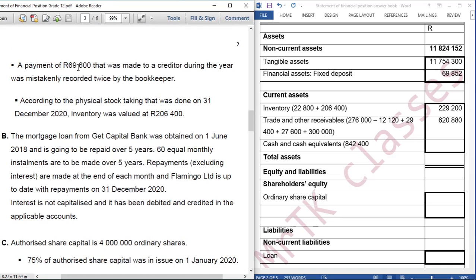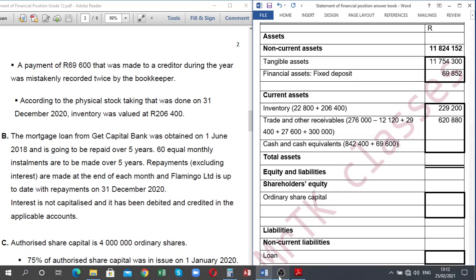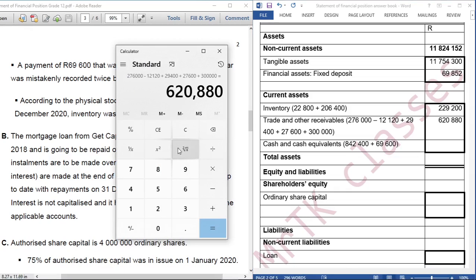A payment of 69,600 that was made to a creditor during the year was mistakenly recorded twice by the bookkeeper. All right, so this payment was mistakenly recorded twice, which means that this amount was subtracted twice from the bank amount, right? So we are going to add back the other amount that was not supposed to be subtracted. Since it was subtracted twice, that amount was not supposed to be subtracted. Let us add it back, right? What are we going to get?